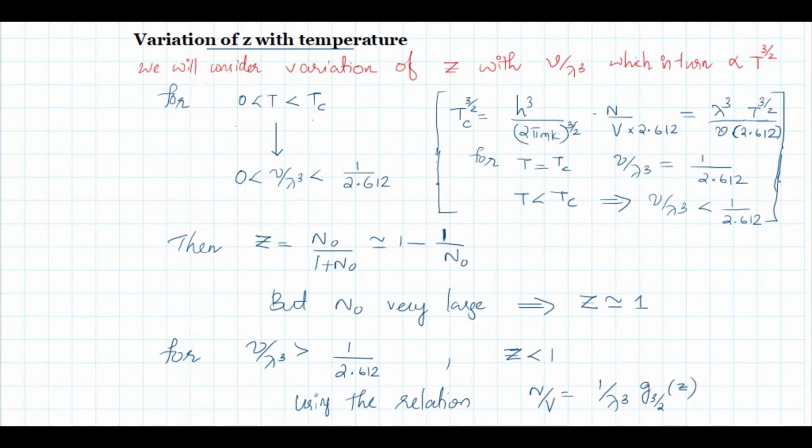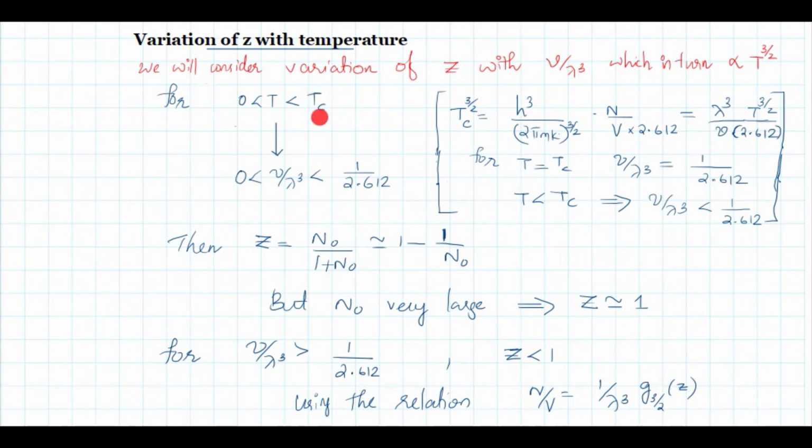Now, we will consider three different regions. One is the region in which temperature is between 0 and critical temperature Tc. When temperature is 0, this V by lambda cube will also be 0, because V by lambda cube consists of a term T raised to 3 by 2. When temperature is 0, this V by lambda cube is also 0. So that limit is 0.